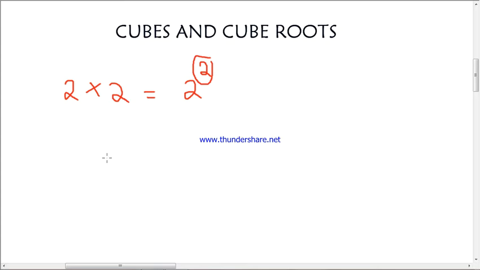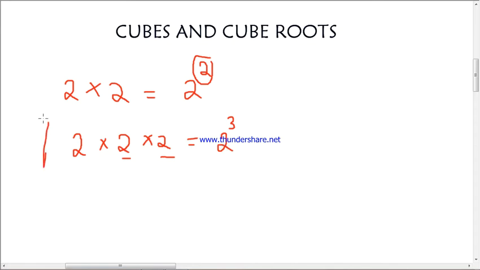In the same way, cube also means a repeated multiplication of a number, but 2 times. I'm taking 2 over here and multiplying it by itself: 2 multiplied by 2 into 2. As you can see, the number of times I'm multiplying is actually 3. So if I multiply a number 3 times by itself, it will give us 2 raised to the power 3, or 2 to the power 3. This is how we read it.